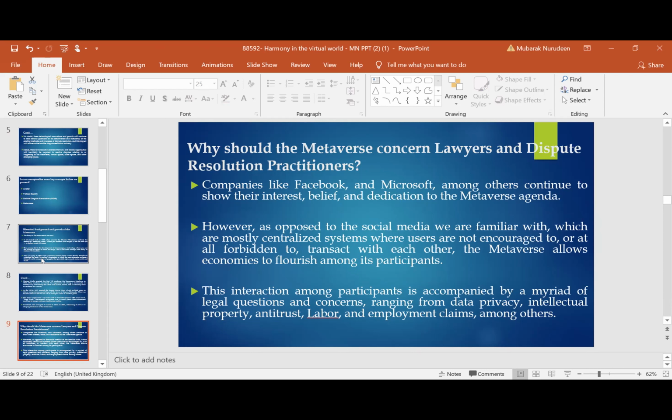the series of interaction in the metaverse should concern us as dispute resolution practitioners, because as we would see in the later part of my presentation, disputes such as intellectual property, labor claims, and breach of contract are the category of disputes that are likely to ensue as a result of the interactions within the space.